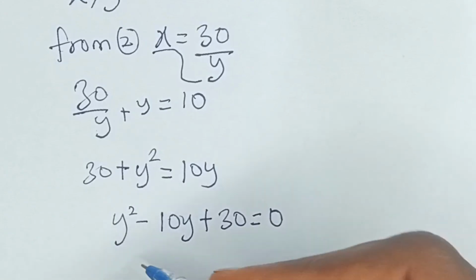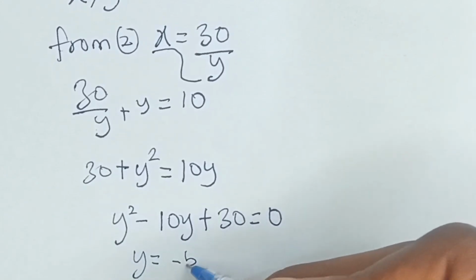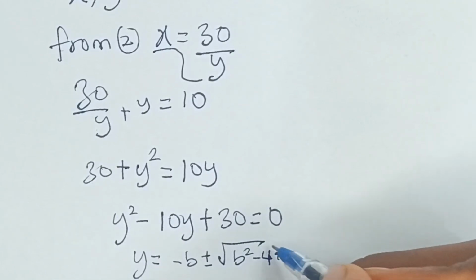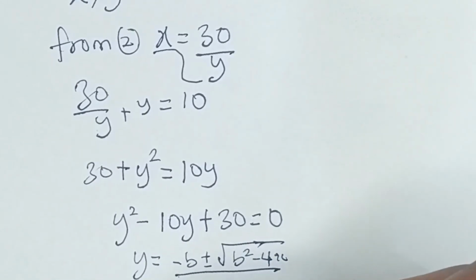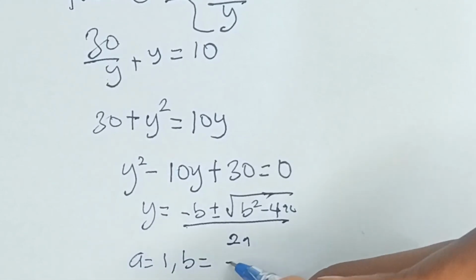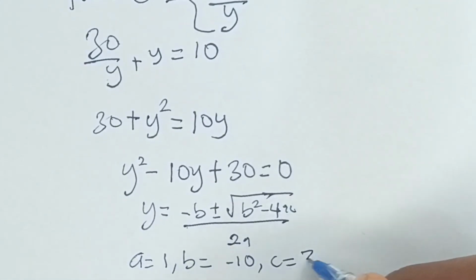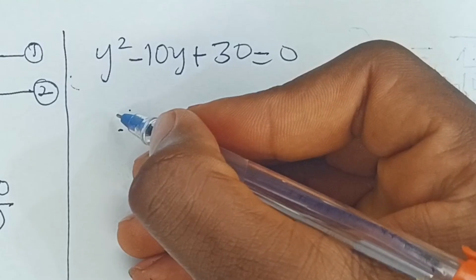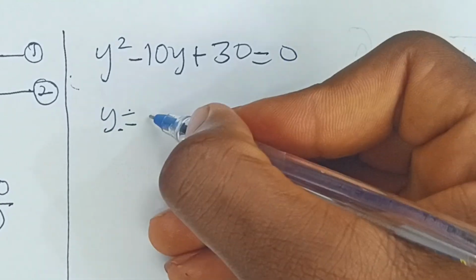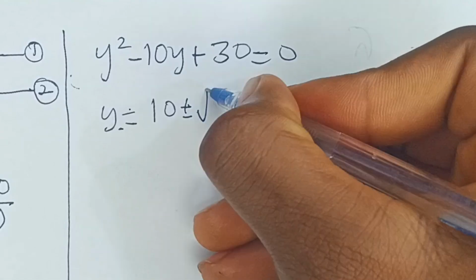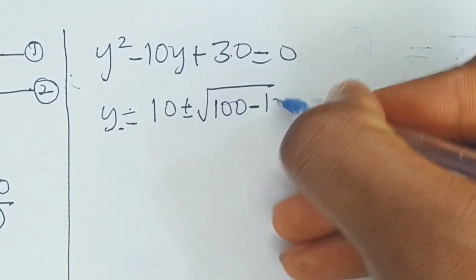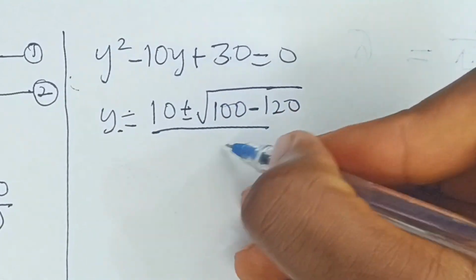Alright. So we have that y will be equal to minus b plus or minus square root of b squared minus 4ac, all over 2a. Hence, our a here is 1, b is negative 10, and c is 30. Okay. So continuing from here, we now have that y will be equal to minus negative 10, which is 10, plus or minus square root of 10 squared, which is 100, minus 4 times this, which is 120, all over 2.